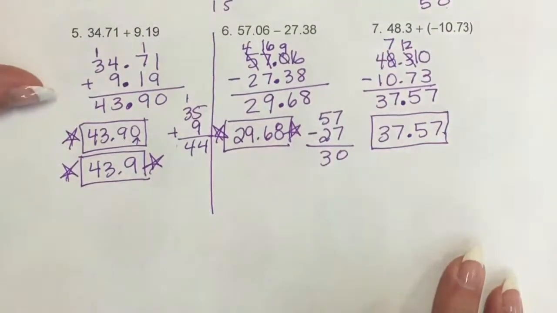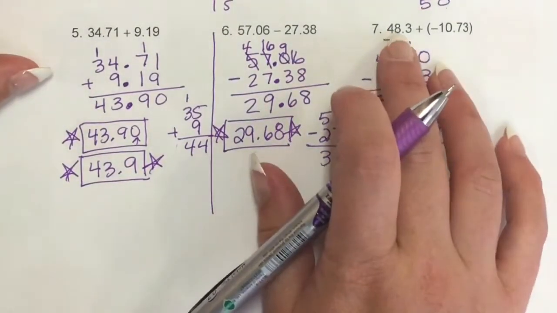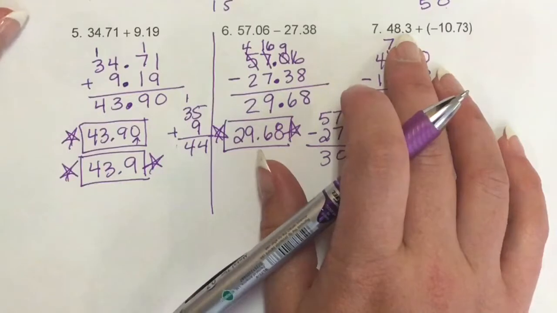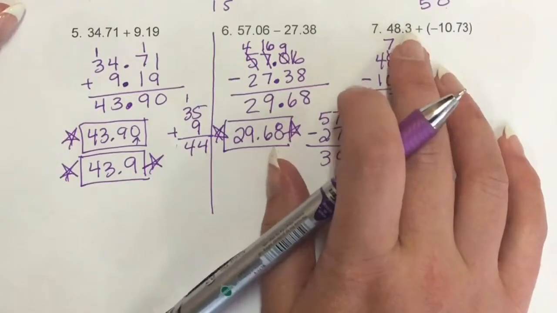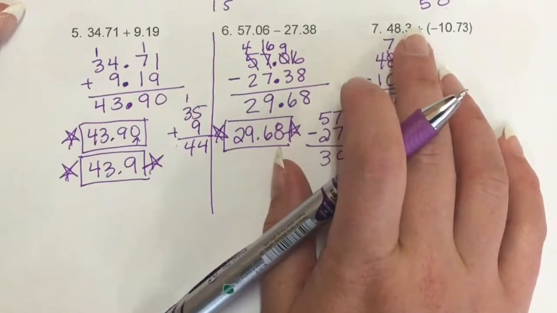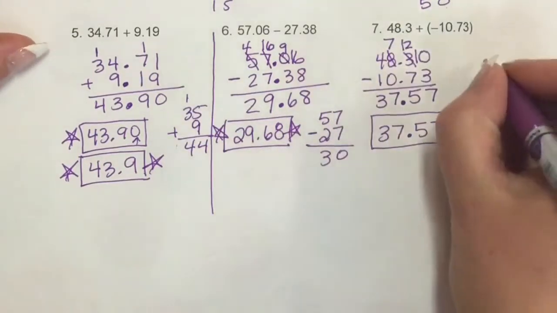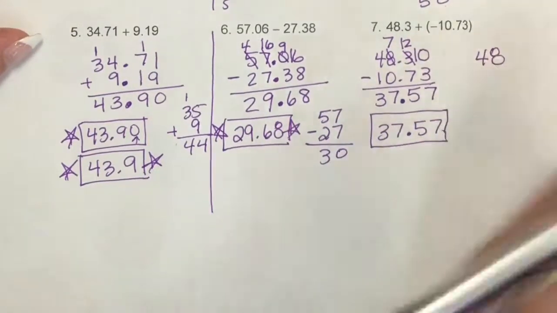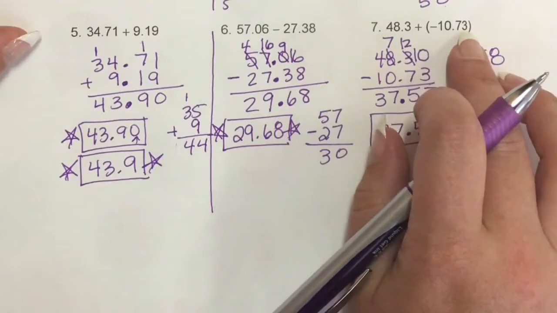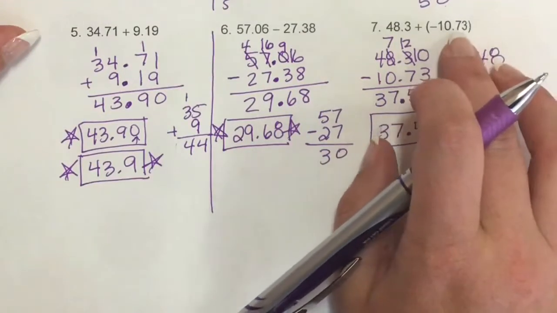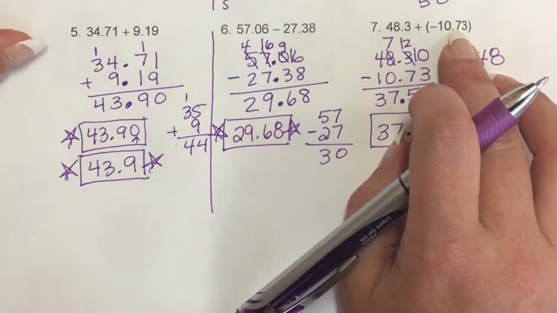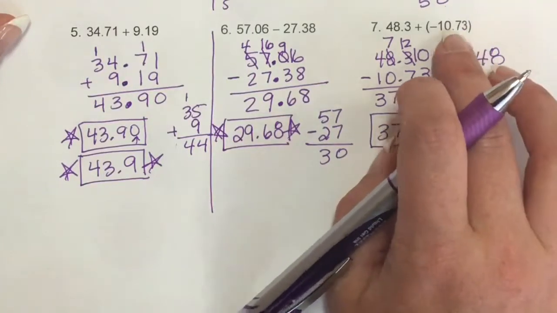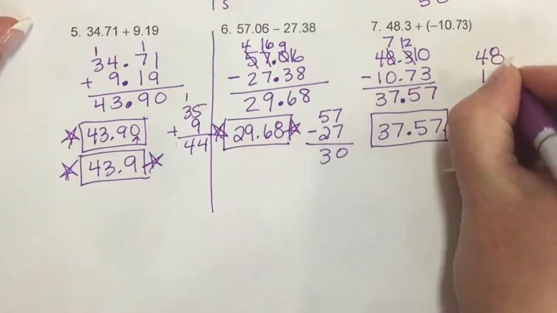Now let's go ahead and estimate and check. So we have 48.3. We're going to round it to the nearest ones. So this 10th place would have to be 5 or above, and it's not. So it's just going to stay as 48. And then we look at 10.73. We're going to round to the nearest one, so we're going to look at the 7, and it needs to be a 5 or above to round it up, and it is. 7 is bigger than a 5, so that's going to round up to 11.